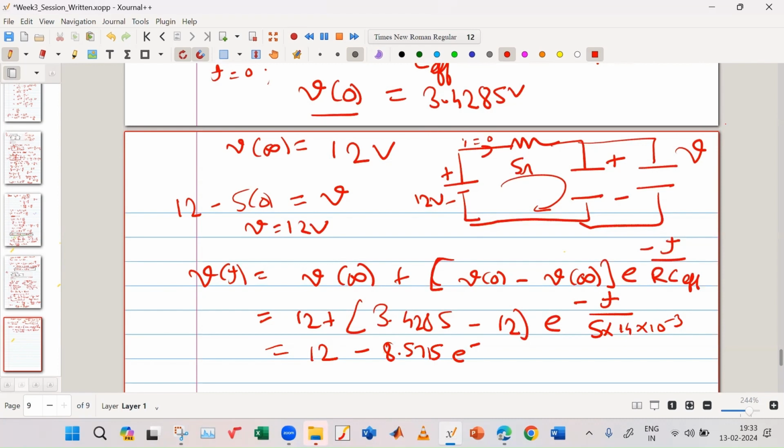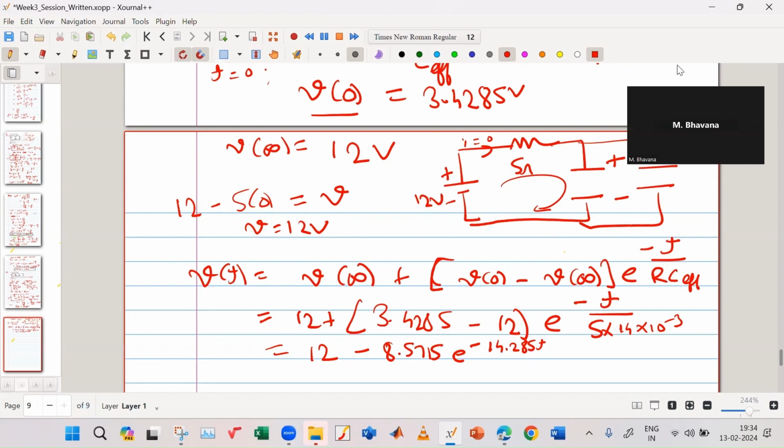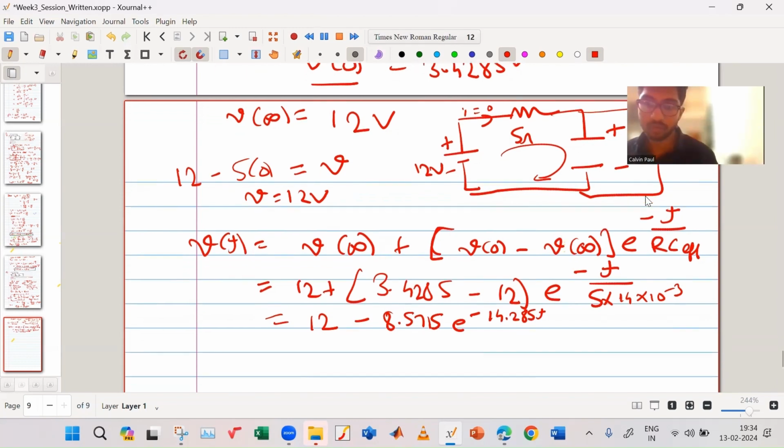5 into 14 is 70 into 10 to the power minus 3. Okay, so I want it in the numerator. So it becomes actually e raised to minus 14.285 t. Yes. So this is how we have solved.